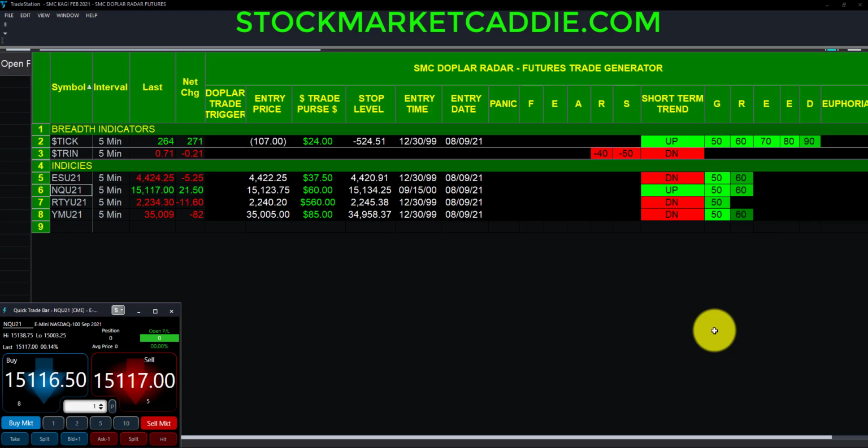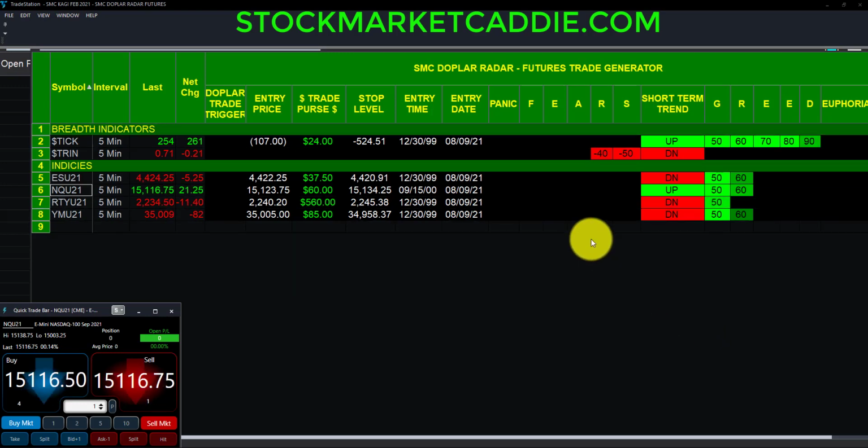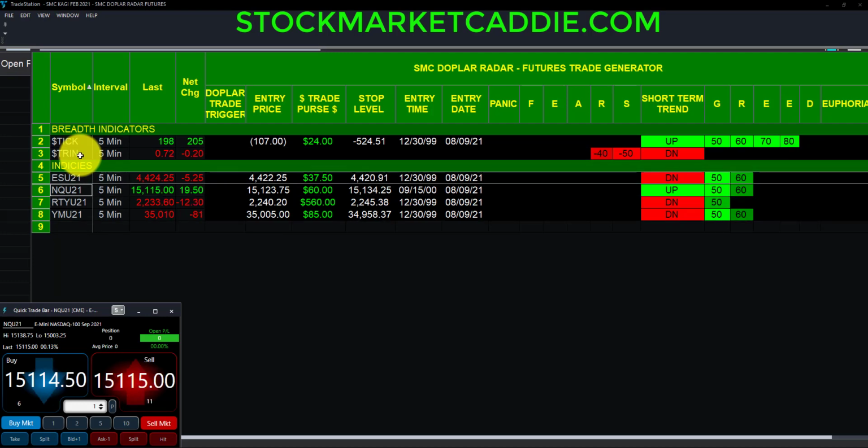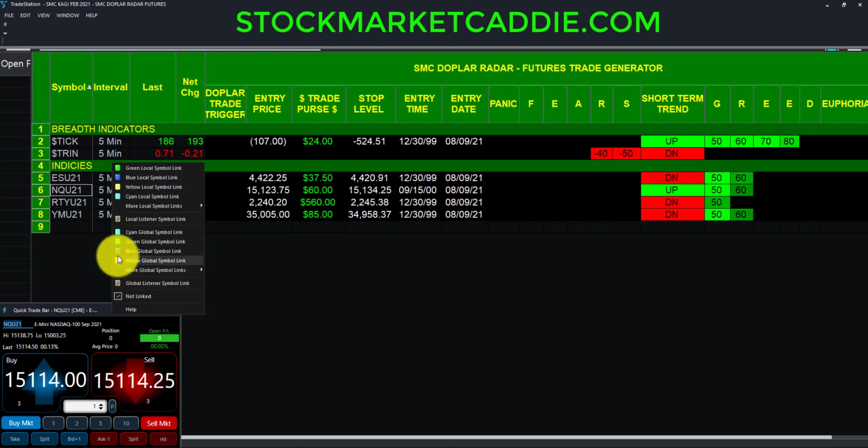This is a trade generator, specifically the SMC Doppler radar for our members. They also know it as the SMC Oboe radar, virtually the same trade generator. But what we've done is put the breadth indicators, the tick and the Trin, in here. And what I want to do is, the breadth of the market is reaching euphoria, so bear with me. I'm going to link this.